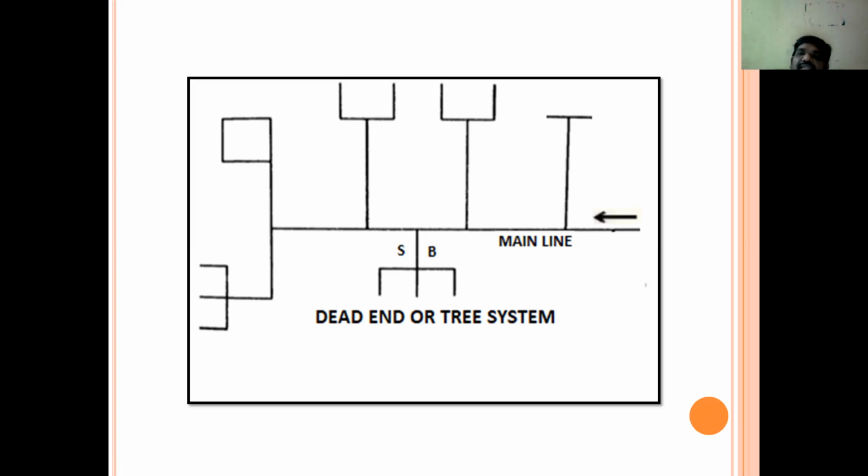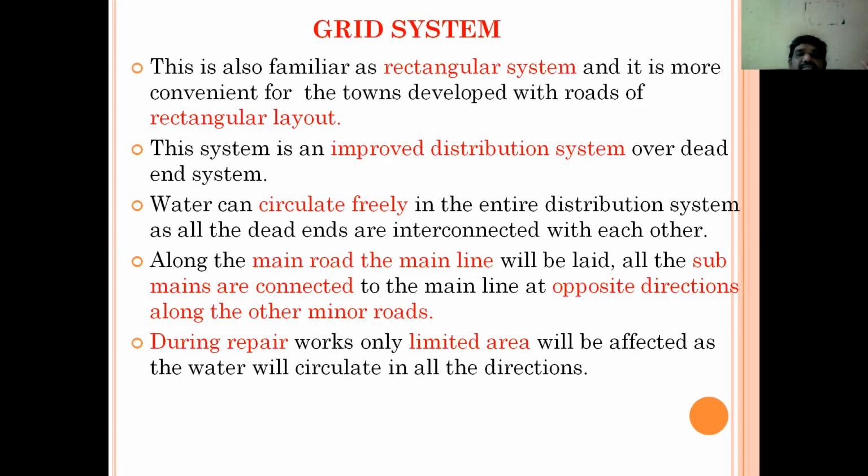And one more thing is, if any repair occurs in this type, the whole locality beyond that point will suffer, because the whole water supply is based on the one main water supply line. That's what I mentioned. See here, along the main road, the main pipe will be laid. All the submains are connected to the main line.